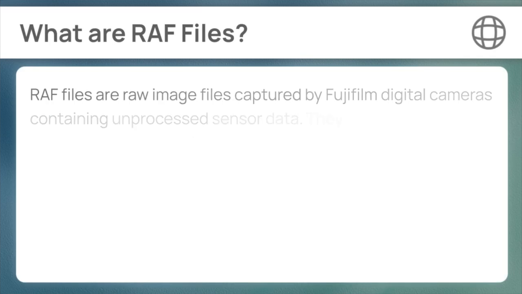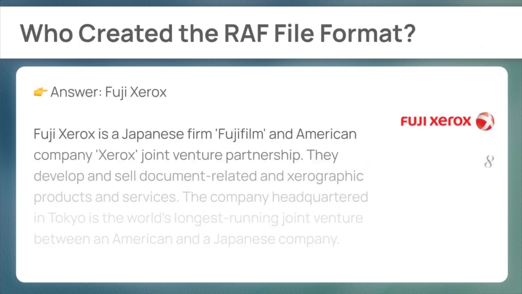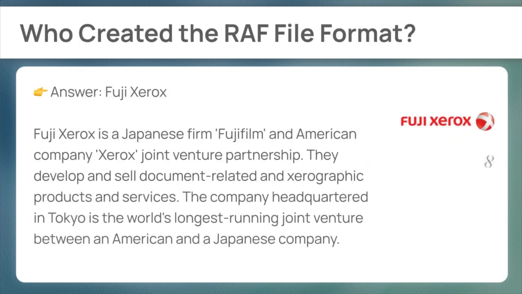RAF files are raw image files captured by Fujifilm digital cameras containing unprocessed sensor data. They preserve maximum image quality with full bit depth information from the X-Trans or Bayer sensor, enabling extensive post-processing flexibility for exposure adjustments, white balance, color grading, and detail recovery in professional photography workflows.